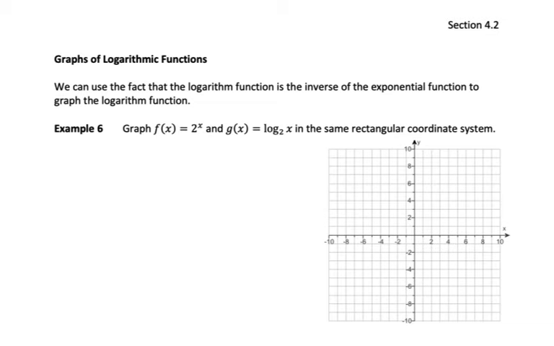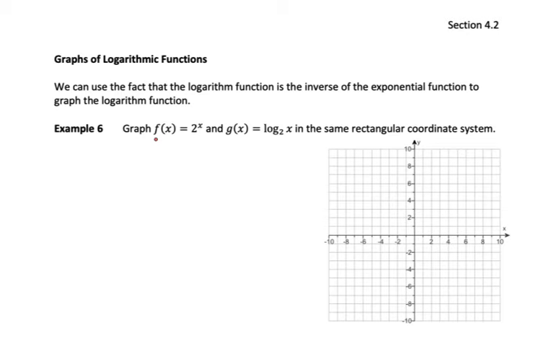In this video for section 4.2, we're going to start by looking at the graphs of logarithmic functions. To graph a logarithmic function, we use the fact that it is the inverse of an exponential function. So that means that we can take the exponential function and switch the x and y coordinates to get the graph of the logarithmic function. So we're going to do example 6 here from the textbook.